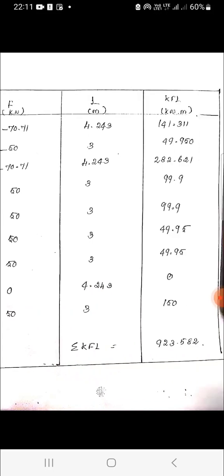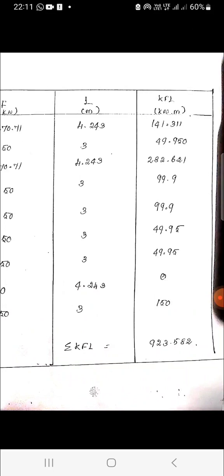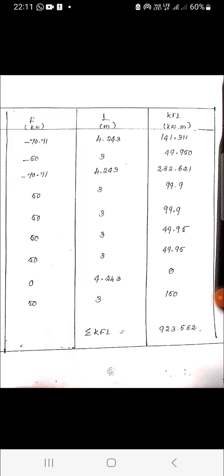Then we can have a table: member, K the virtual force, F the real force, and L the length. You have to multiply KFL and find the summation KFL. That divided by AE will give you the displacement. So do this and tell me the answer. That's why I have not given you the answer. Hope you understand. Thank you.